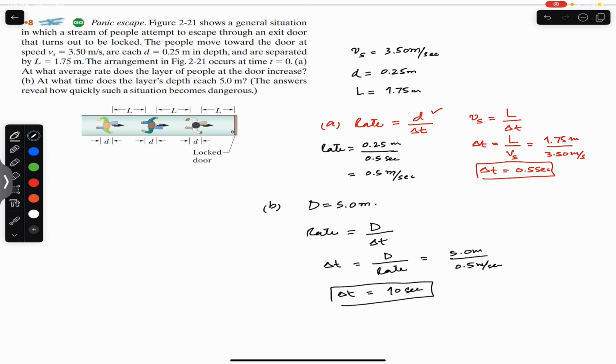So this answer reveals how quickly such a situation becomes dangerous when there is some emergency. So this is the solution of this particular problem.